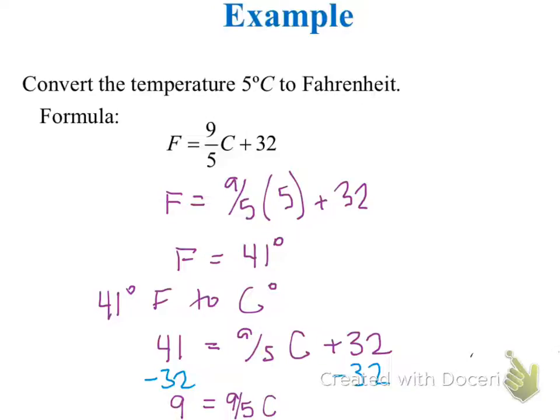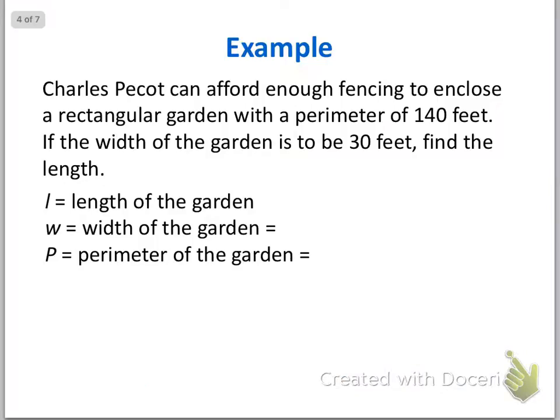And then remember, to undo multiplication, we do division. So we're going to divide both sides by 9/5. 9 divided by 9/5 using my calculator: 9 divided by alpha y equals 9/5. And as I expected, C equals 5 degrees.